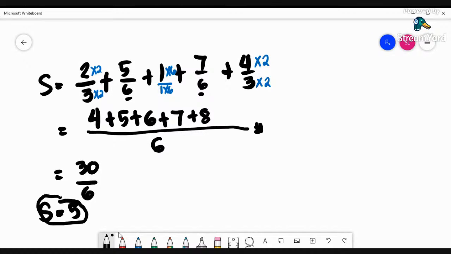So 30 divided by 6, the answer is 5. Okay? So that would be the answer for number 1. Let's continue with another given.